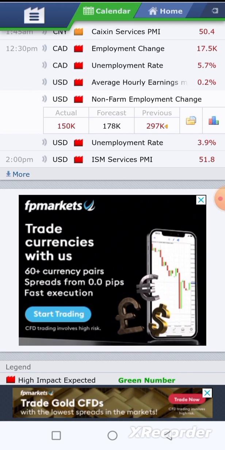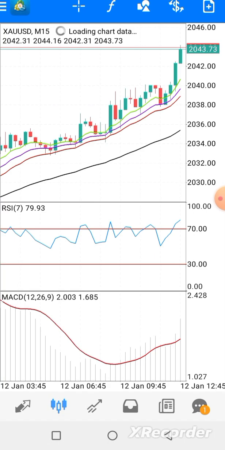We are going to pick any of the currency that is associated with the US dollar. We can use EUR/USD, GBP/USD, AUD/USD, or NZD/USD. You can use any of the currency that is associated with the US dollar. But we are going to use gold today, the gold USD, the gold US dollars. And that is what we have over here.